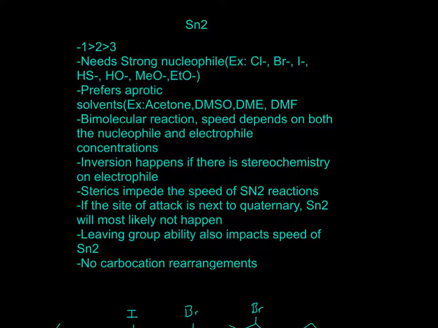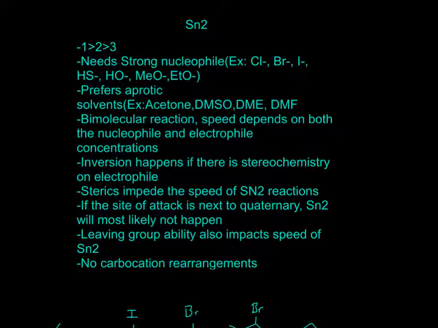So the next thing is bimolecular reaction. That's what the 2 stands for in SN2. Bimolecular means that it depends on both the nucleophile and the electrophile. So if they asked you a question saying if they increased the concentration of the nucleophile, it would impact the speed of SN2. It would increase it because it's a bimolecular reaction, right? The SN2 part, the 2 part. And therefore, it would impact the speed of the SN2 reaction.